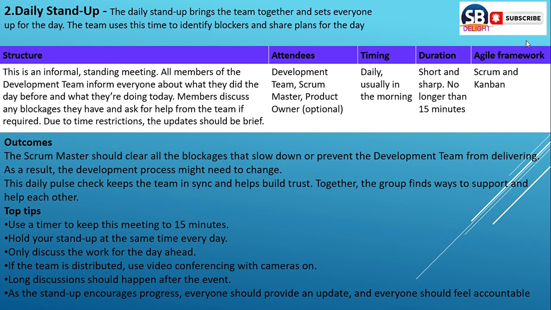Like outcomes, the Scrum Master should clear all the blockers that slow down or prevent the development team from delivering. As a result, the development team process might need to change. The daily pulse check keeps the team in sync and helps build trust. Together, the group finds ways to support and help each other.